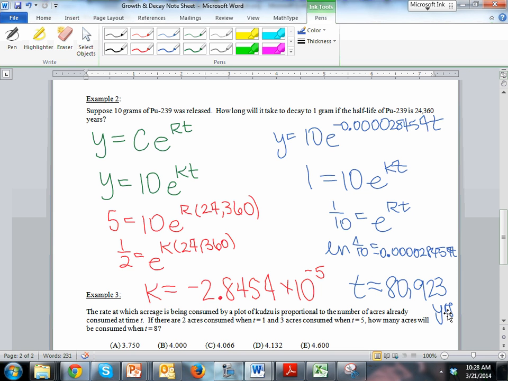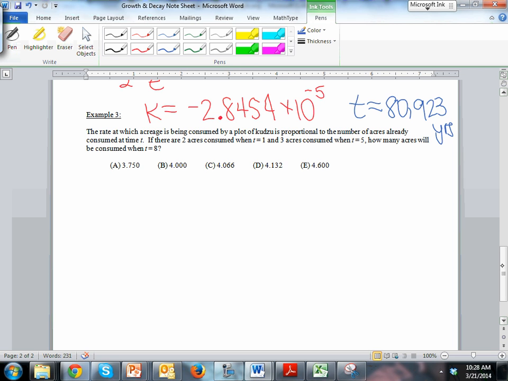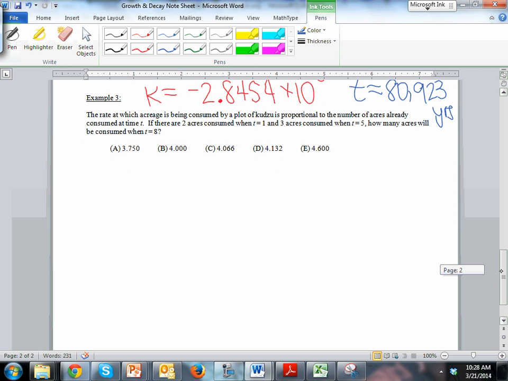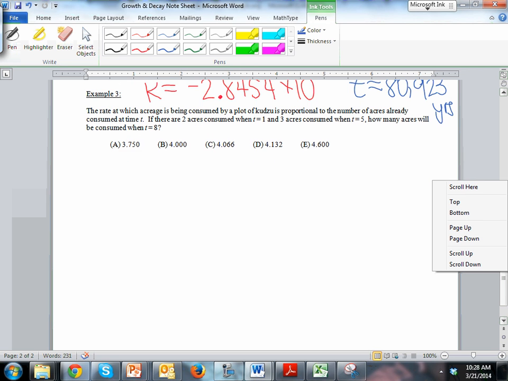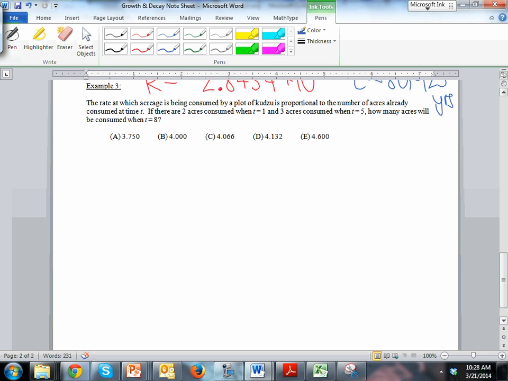One more example. And look, it's a multiple choice. What's a kudzu? It's a plant of some kind. The rate at which an acreage is being consumed by a plot of kudzu is proportional to the number of acres already consumed at time t. There are 2 acres consumed when t is 1, 3 acres consumed when t is 5. How many acres will be consumed when t is 8?